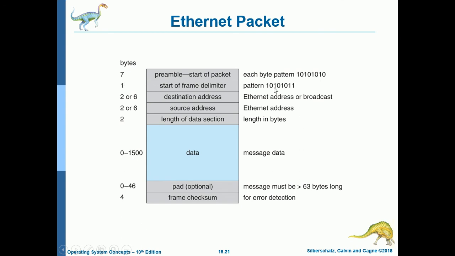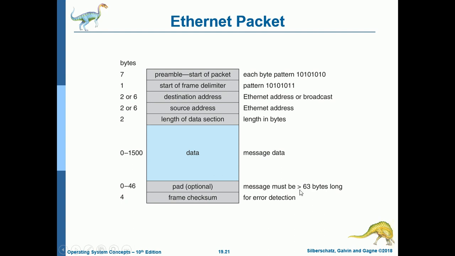The pattern is 10101011, and then 2 to 6 bytes are needed for the destination address, which is the Ethernet address or broadcast. Then 2 to 6 bytes are needed for the source address, or the Ethernet address. Then 2 bytes for the length of the data section. The data can be 0 bytes, or the largest is 1500 bytes of message data. And then 0 to 46 bytes are needed by the pad, which is optional.